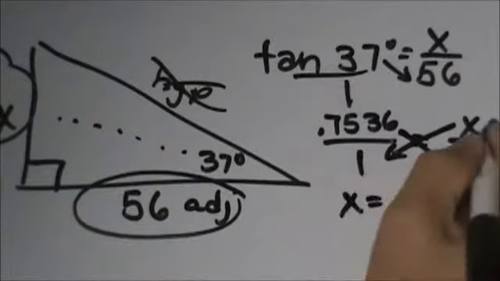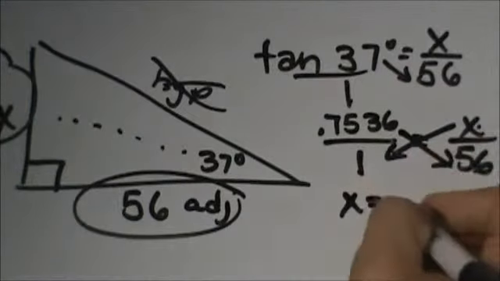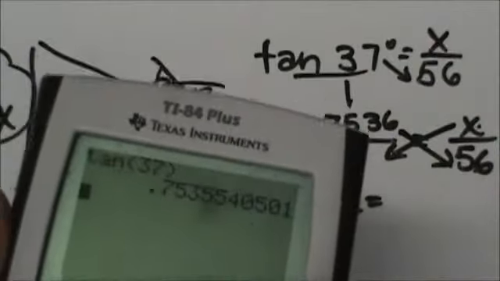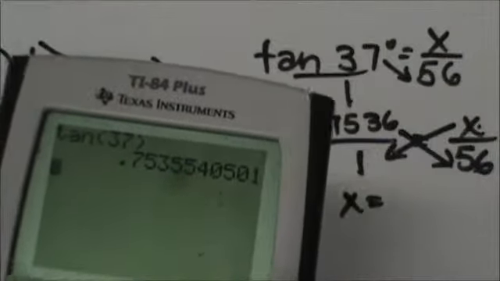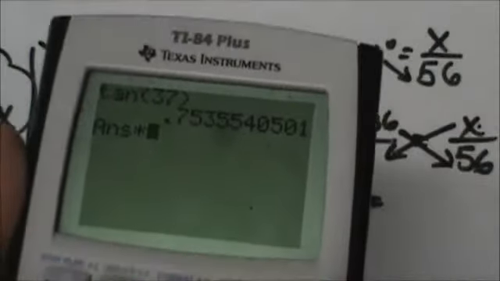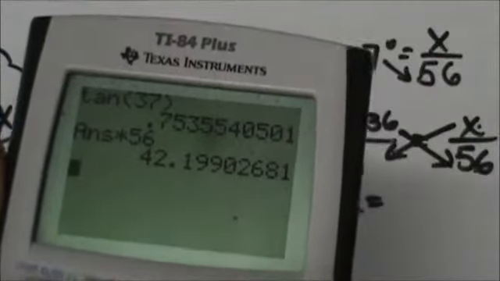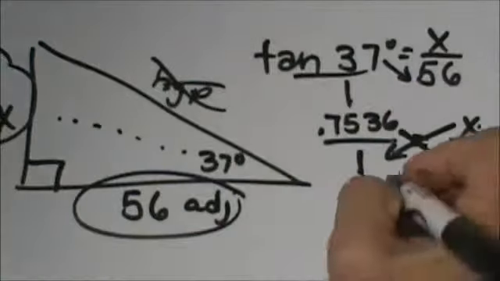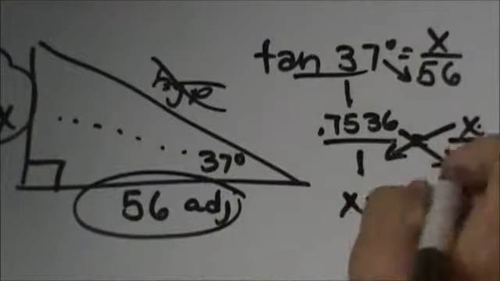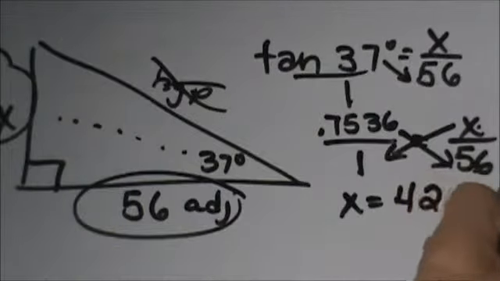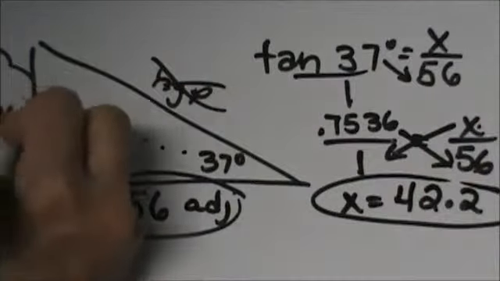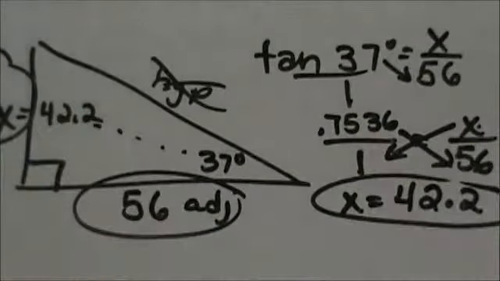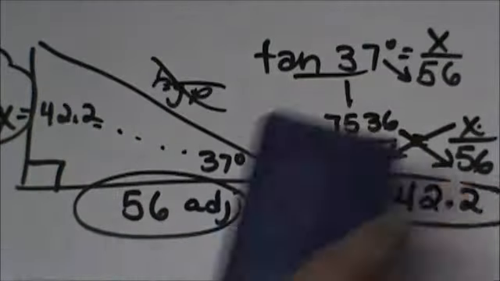So when the variable's on top, it's a little easier because x times 1 is just x, and then 0.7536 times 56 is 42.2, and that's how long this side is over here. And there you go. And that's how you find that missing side. Okay, so there's our first one, and that was a forward problem because we were given the angle. Let's look at the second one.